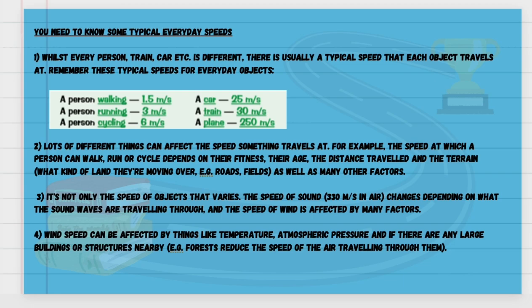It's not only the speed of objects that varies, the speed of sound changes depending on what the sound waves are travelling through, and the speed of wind is affected by many factors. Wind speed can be affected by things like temperature, atmospheric pressure, and if there are any other large buildings or structures nearby. For example, forests reduce the speed of the air travelling through them.